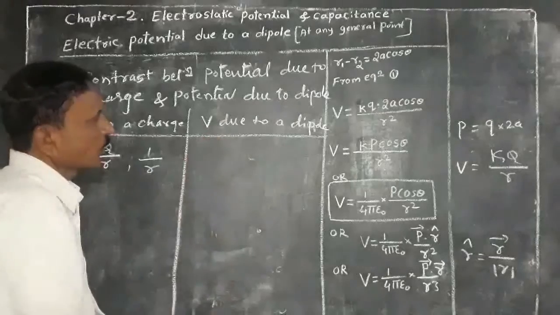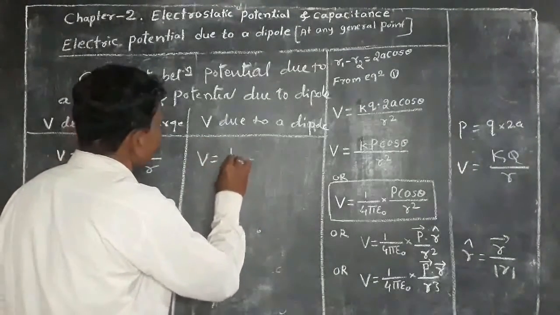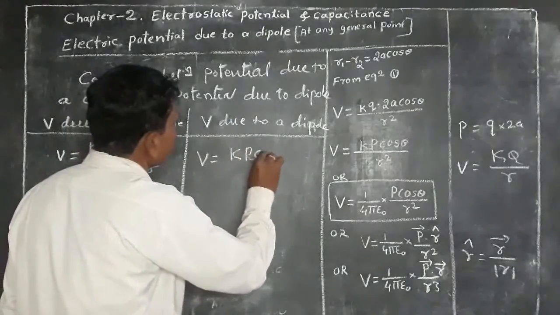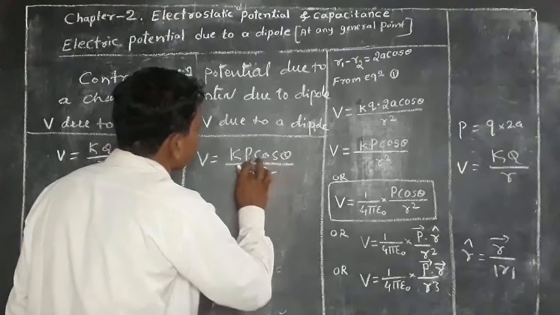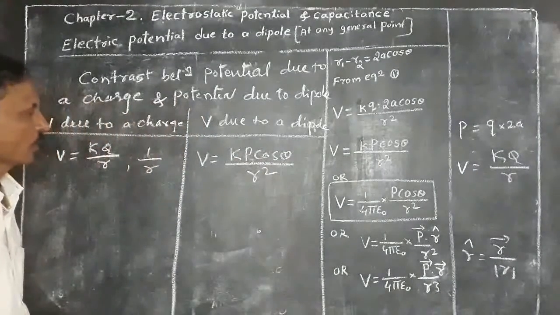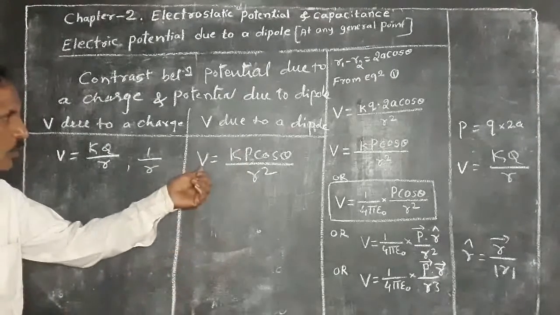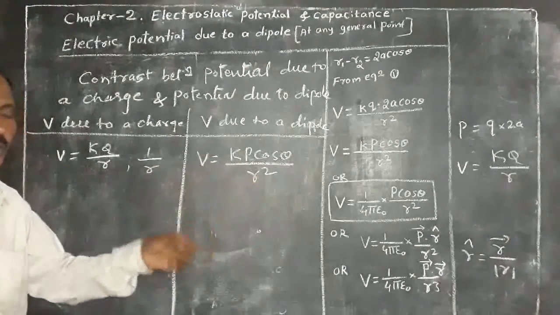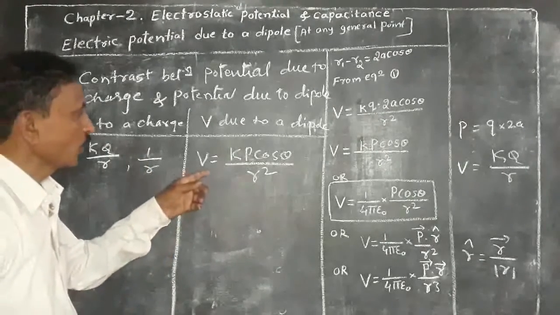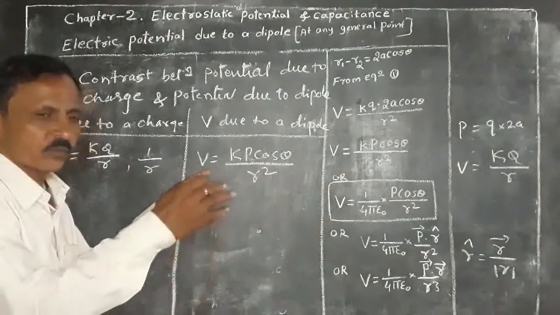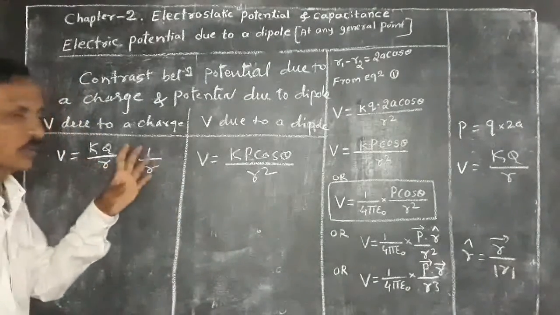And potential due to a dipole is given by V equal to kp cos theta upon R square. Potential due to a dipole falls off as 1 by R square, or is inversely proportional to the square of the distance. Therefore, potential due to a dipole falls off more rapidly than potential due to a charge.